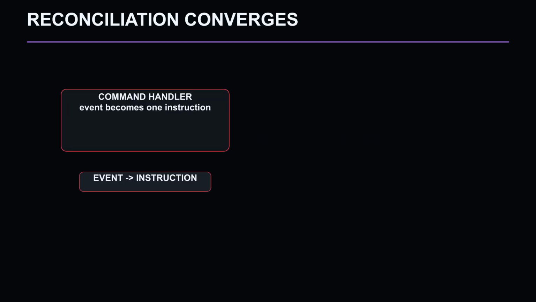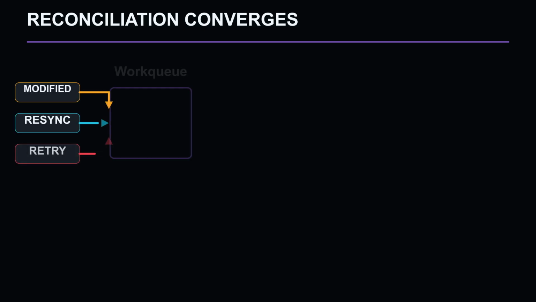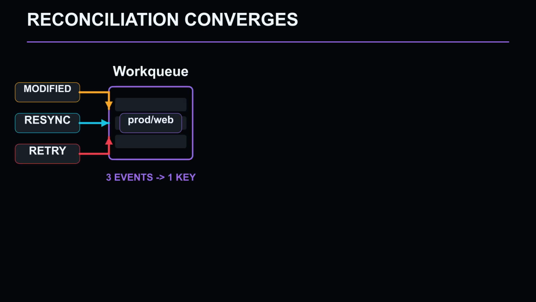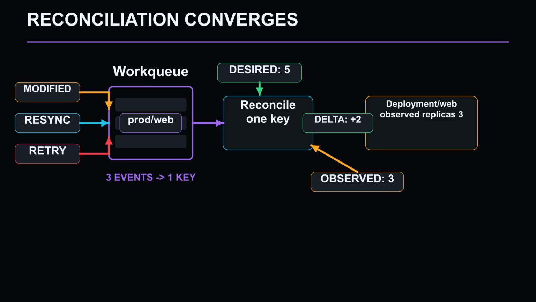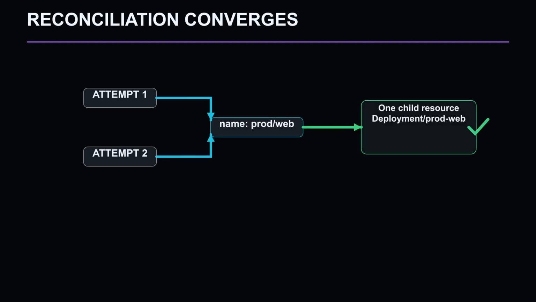This sounds unsafe only if we design reconciliation like a one-time command handler. Kubernetes reconciliation is level-based. An event usually puts a name and namespace into a work queue. The reconciler compares observed state with desired state, then moves the system closer. It may run again. Duplicate requests can merge. What matters is convergence, not replaying every event as a unique instruction. That is why idempotency is essential.